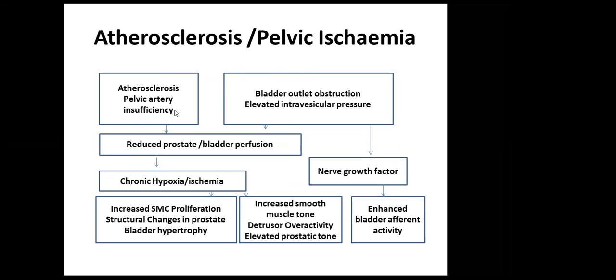Atherosclerosis, pelvic artery insufficiency leads to reduced prostate or bladder perfusion, thereby causing chronic hypoxia and ischemia. These factors help to stimulate the smooth muscle cells of the prostate, thereby structurally changing the prostate and leading to benign bladder hypertrophy, and which leads to the static component of the BPH.